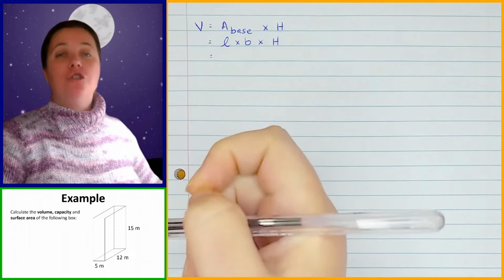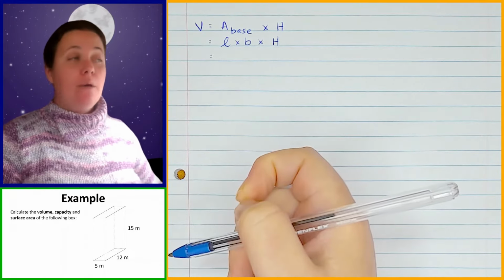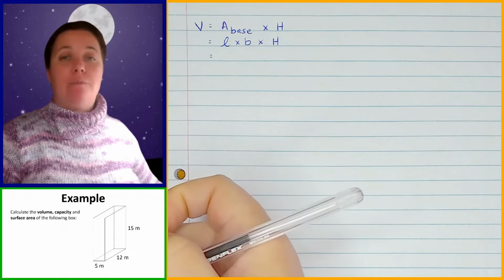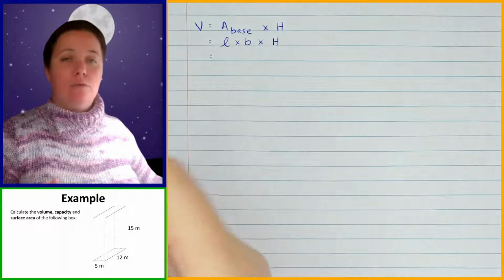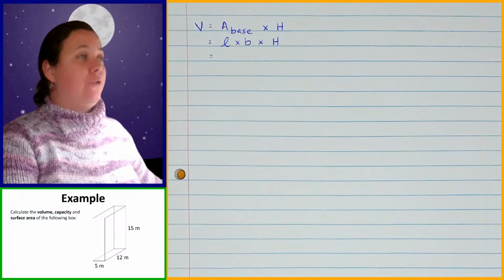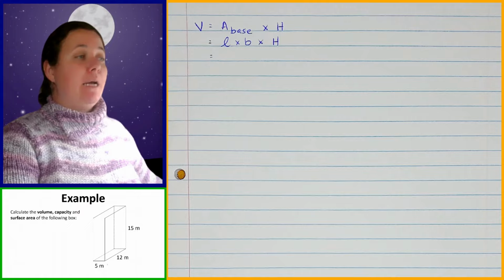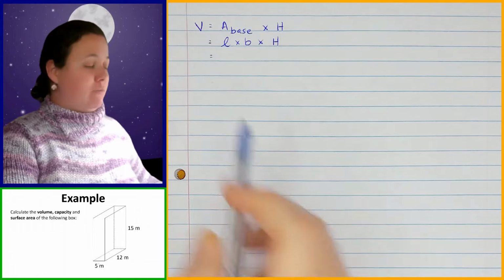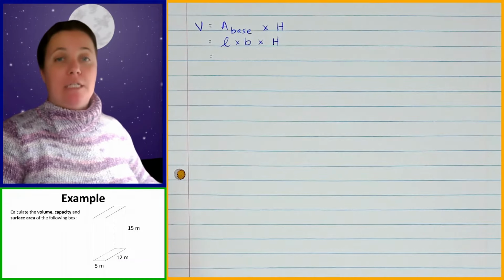Now I can choose which rectangles I want to be my base, because with a rectangular prism you can choose any of the 3 opposite ends or sides to use as your base. So if I choose to make the front one over here my base, so that's 5 by 15, then my height is going to be 12. Okay, but it doesn't matter because we're just multiplying them all together anyway, so it doesn't matter what order we multiply them, I'm still going to get the same result.